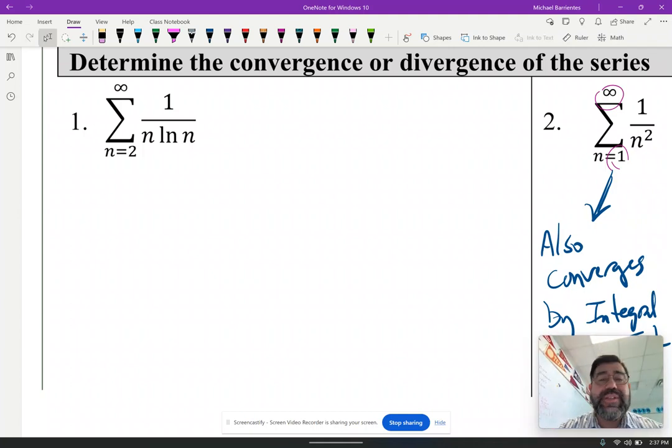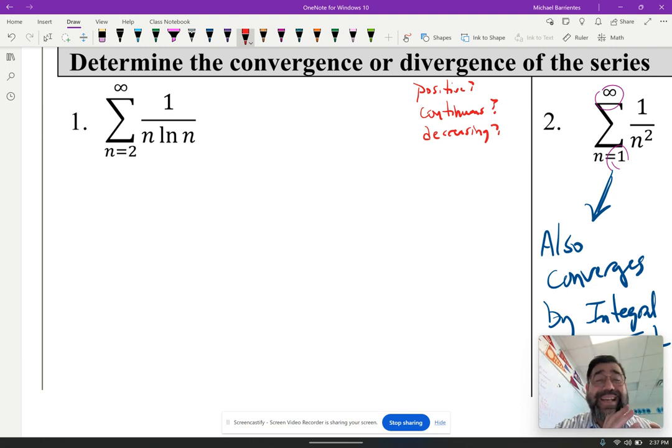Video number two, we're still practicing this integral test. Remember, the integral test has three conditions. Number one, if I can create a parallel function, is the function positive? We're going to ask ourselves that. Is it continuous? And is it decreasing? If those three things are satisfied, then I can use the integral test.